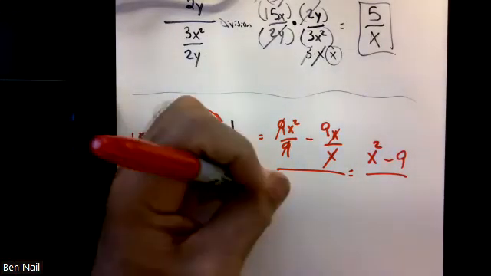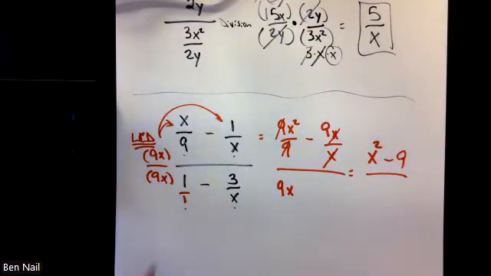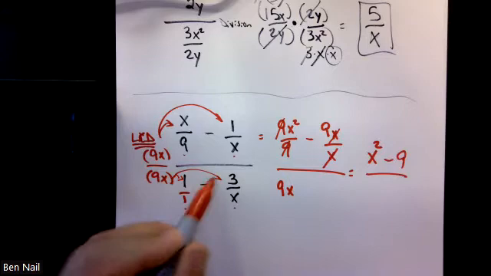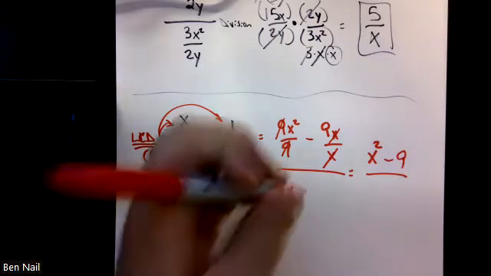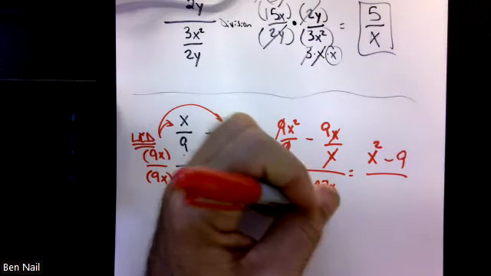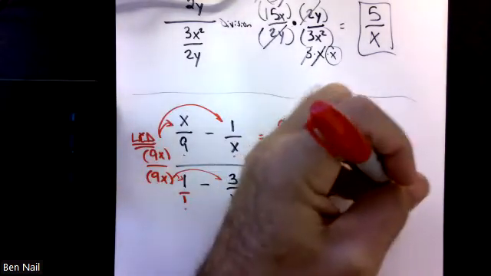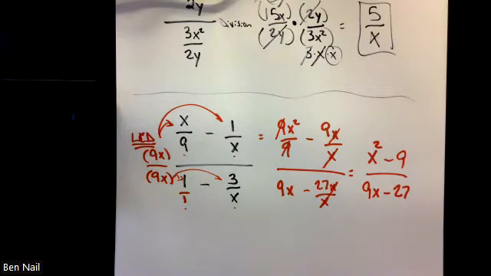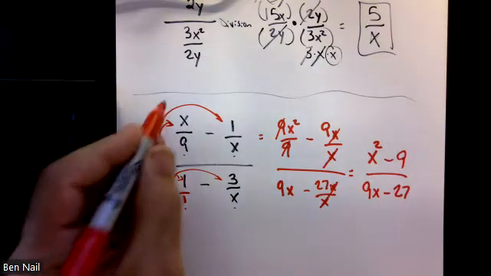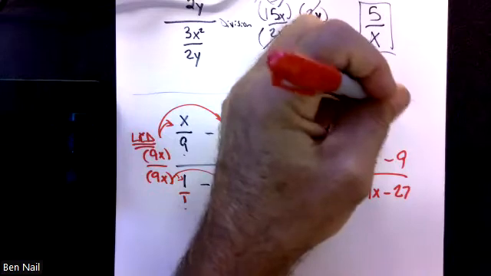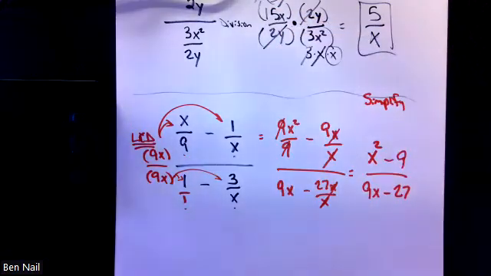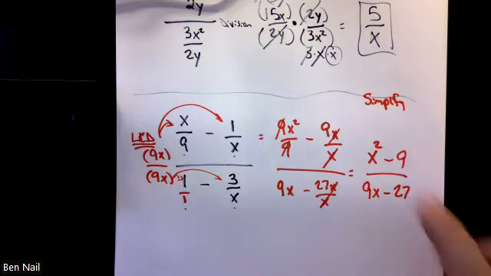Same game, if we multiply here, 9x times 1 is 9x. 9x times 3 over x is 27x over x. And again, those x's cancel, so we get 9x minus 27. So that gets rid of our complex fractions, but again, the instructions told us to simplify. So we need to see if there's anything else we can simplify out of this.